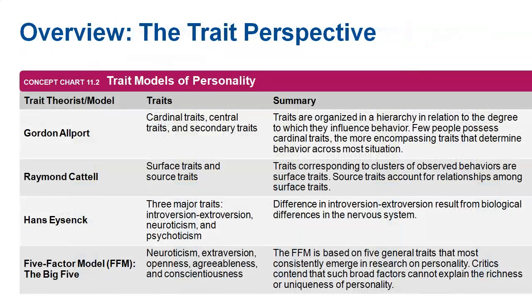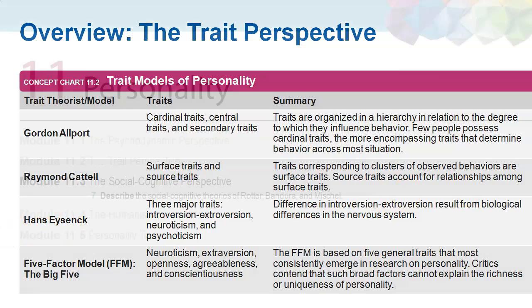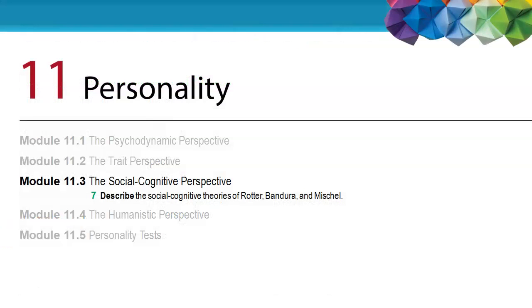And this is just a quick little overview of the ones that we talked about. We didn't talk about Hans Eysenck, but the other ones we did. Alright, so going straight into the next one. See, I told you this was going to be quick. We're going to talk about the social cognitive perspective.